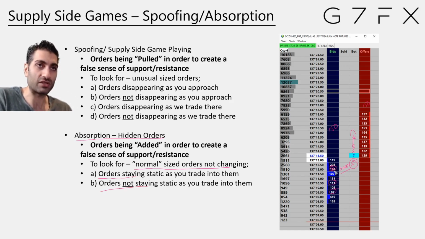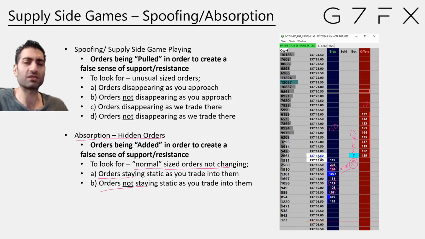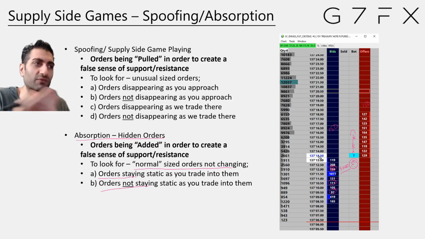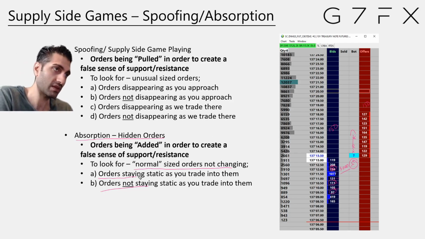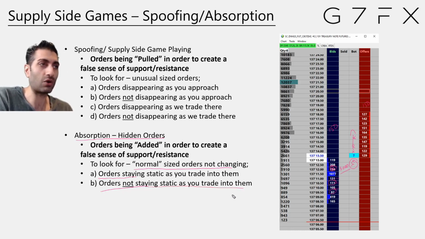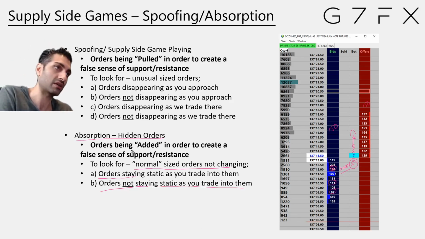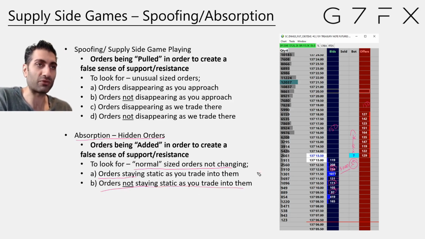into them, right? So this 200 gets traded into, 200 contracts sell there aggressively, the 200 doesn't change. Then 400, 600, 800. So you'll see 1,000 trades there, but it just says 200 on the bid. So you can see something unusual is going on. Okay, guys? So that is orders staying static as you trade into them. And then obviously look for orders not staying static as you trade into them, because then that isn't absorption. Okay, so that's ultimately the difference.